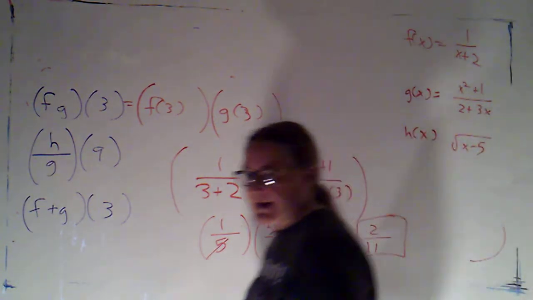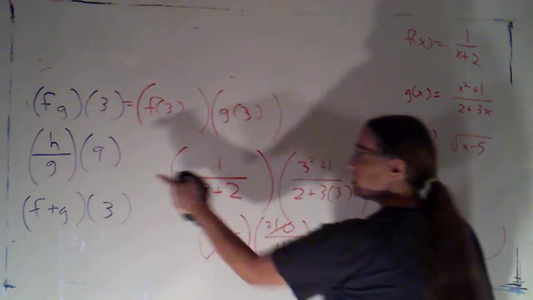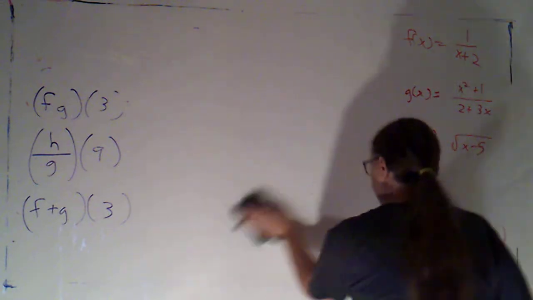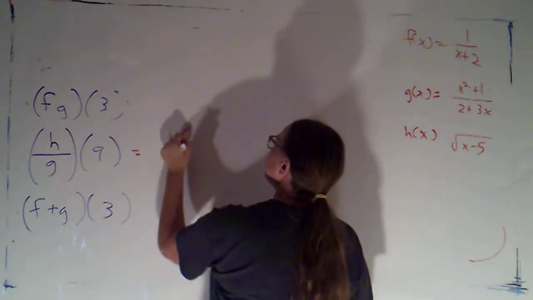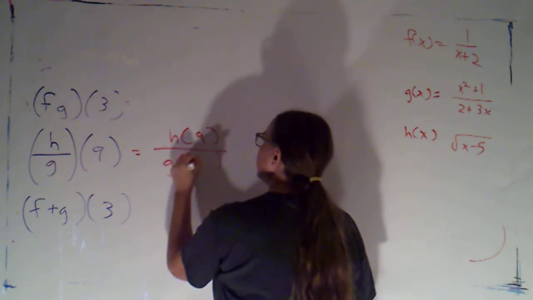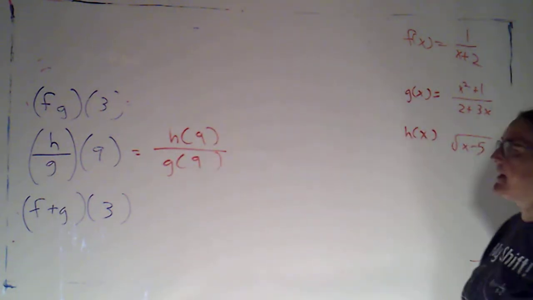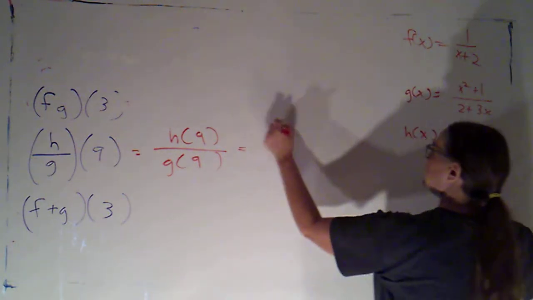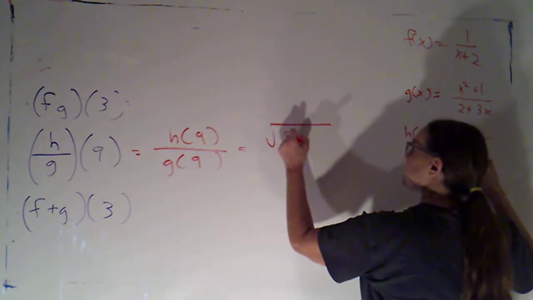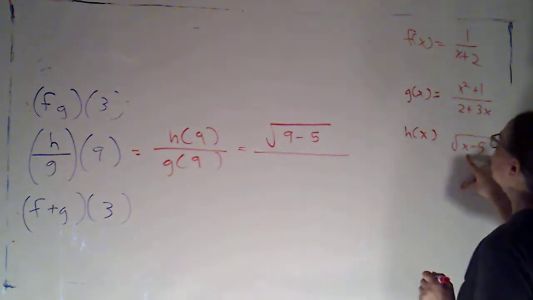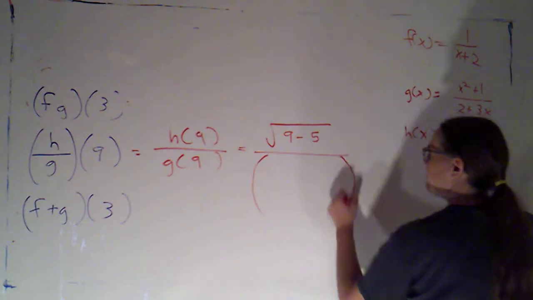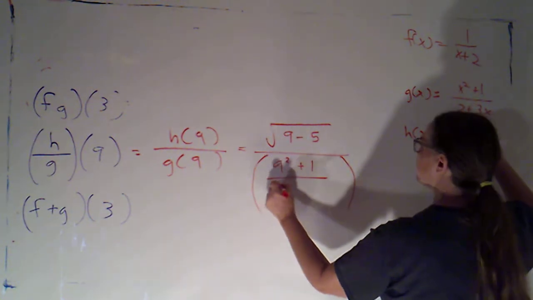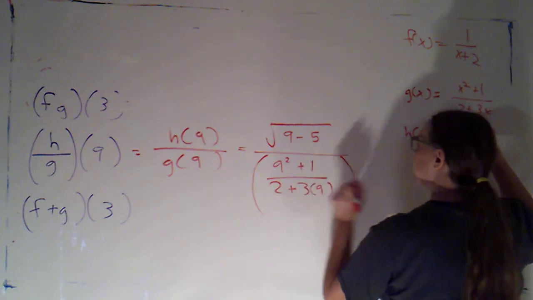All right, let's take a look at h divided by g of 9. Same basic principle here. What we're looking at is plugging 9 into both functions and then doing the arithmetic. Then we'll divide the results. So h of 9, I'm just plugging 9 in for x in the formula for h, so that's going to be the square root of 9 minus 5, over g of 9. Now that's going to put a fraction on the bottom here, so I'm going to get 9 squared plus 1 over 2 plus 3 times 9.